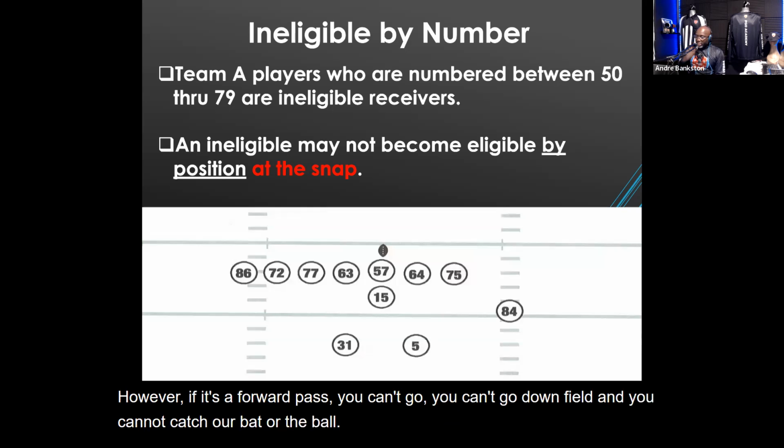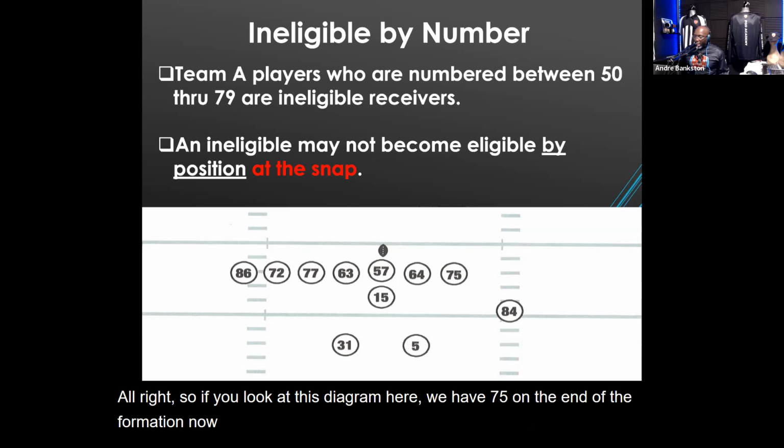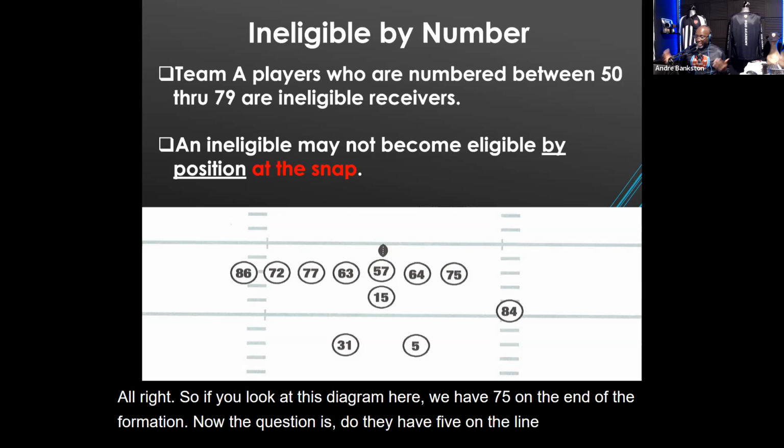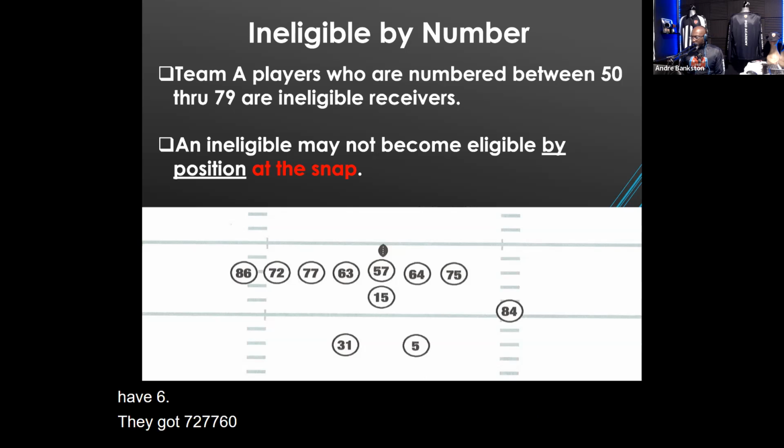All right. So if you look at this diagram here, we have 75 on the end of the formation. Now the question is, do they have 5 on the line, 50 through 79? They have 6. They got 72, 77, 63, 57, 64, and 75. That's 1, 2, 3, 4, 5, 6, which is fine. You've got to have a minimum.